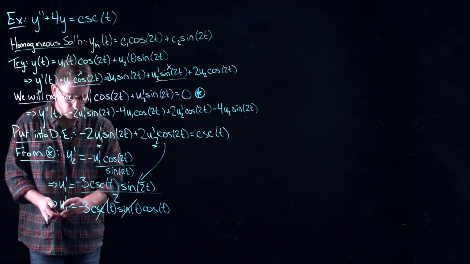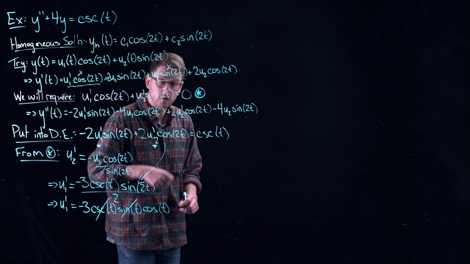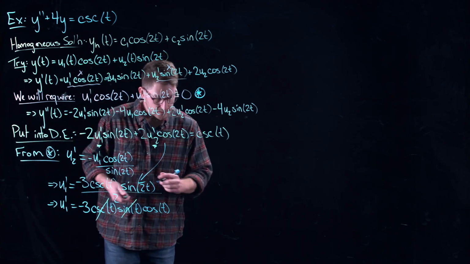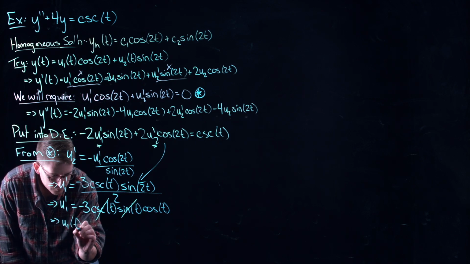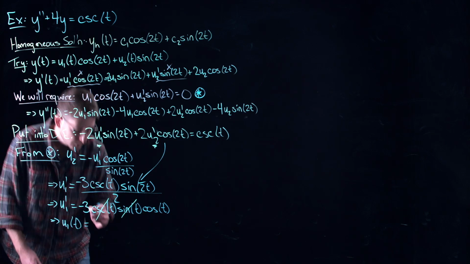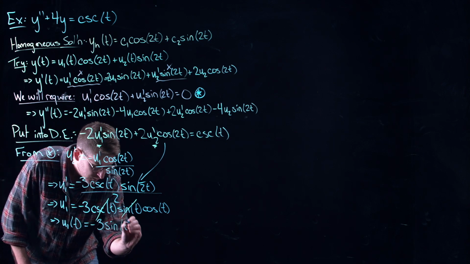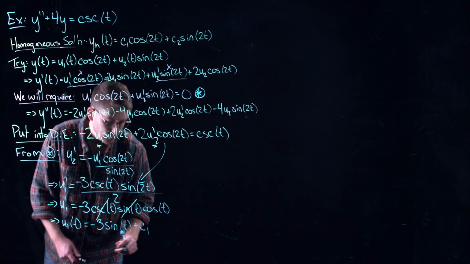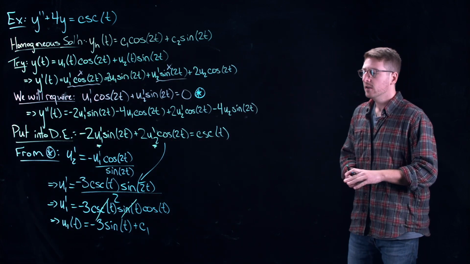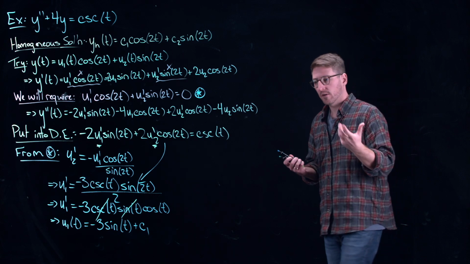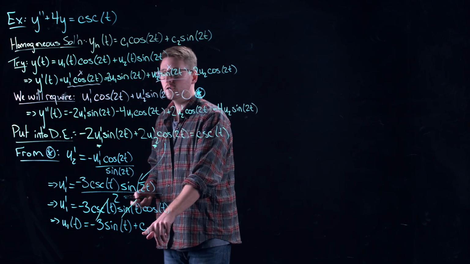And now I'm left with u1 prime is equal to minus 3 cos of t. Nice, easy integration. This gives me u1 of t is equal to minus 3 sine of t plus c1. And the plus c1 acts just like it did with the reduction of order method, right? The only thing here is this is going to give you your homogeneous solution back, right?